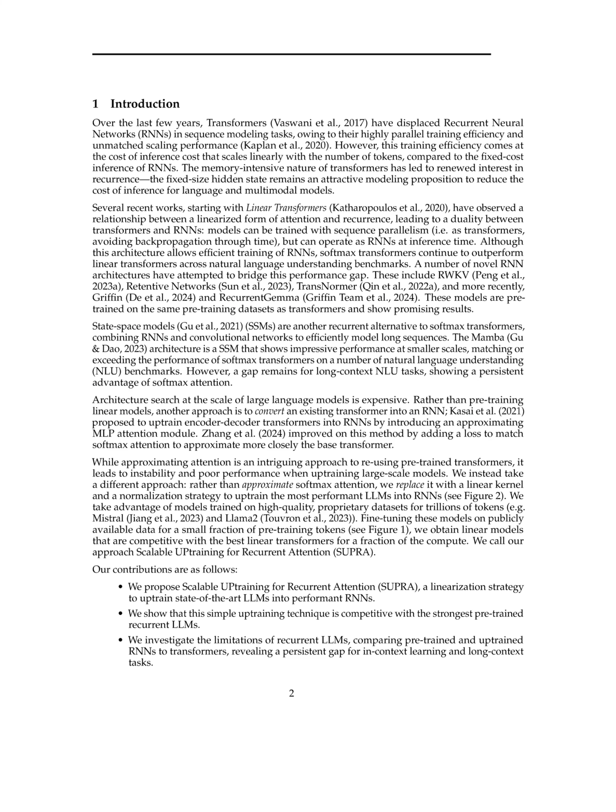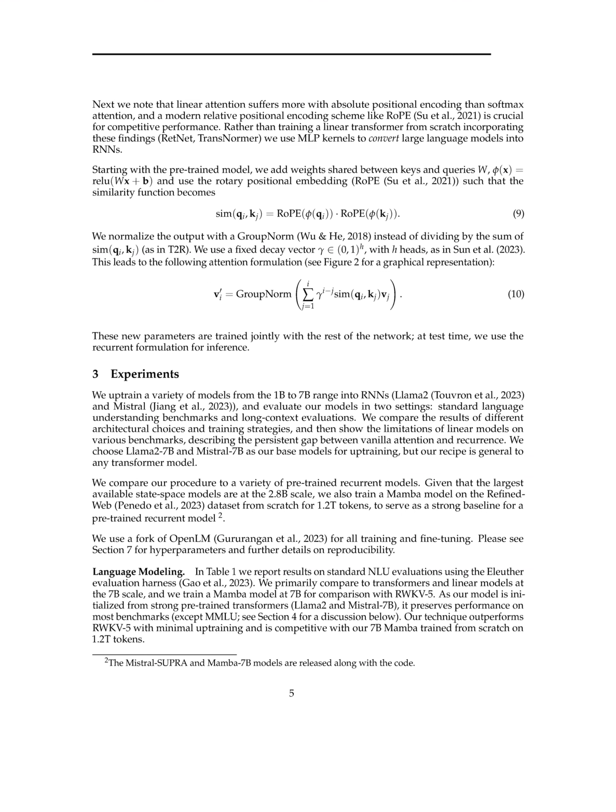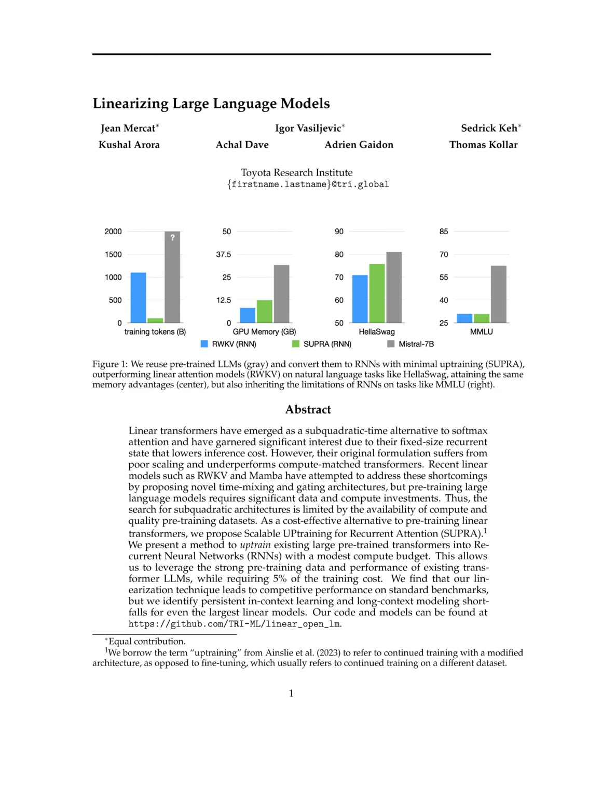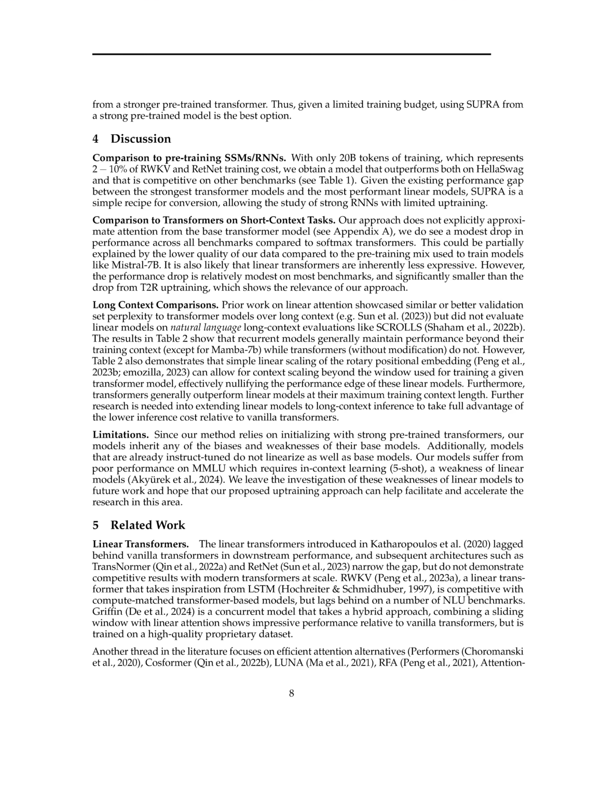The proposed method SUPRA achieved competitive results in language modeling and long context evaluations. In terms of language modeling, SUPRA outperformed the RWKV5 model with minimal uptraining and was competitive with a 7B Mamba model trained from scratch on 1.2T tokens. It preserved performance on most benchmarks compared to transformers and linear models at the 7B scale.